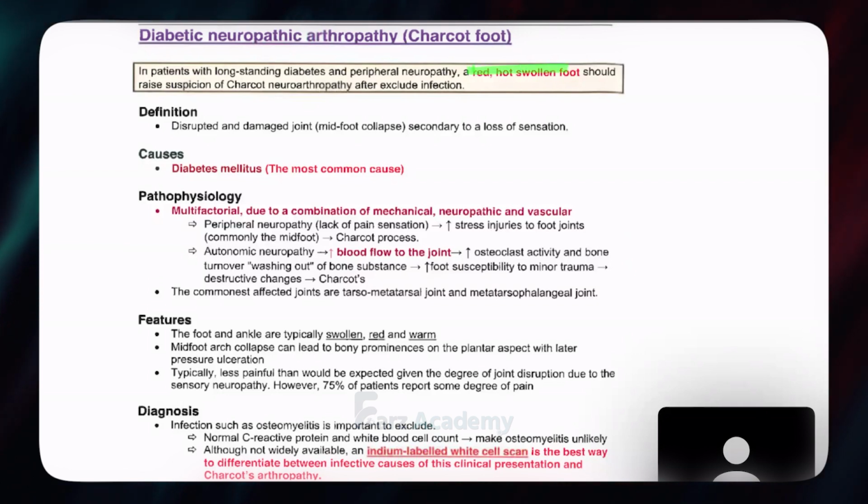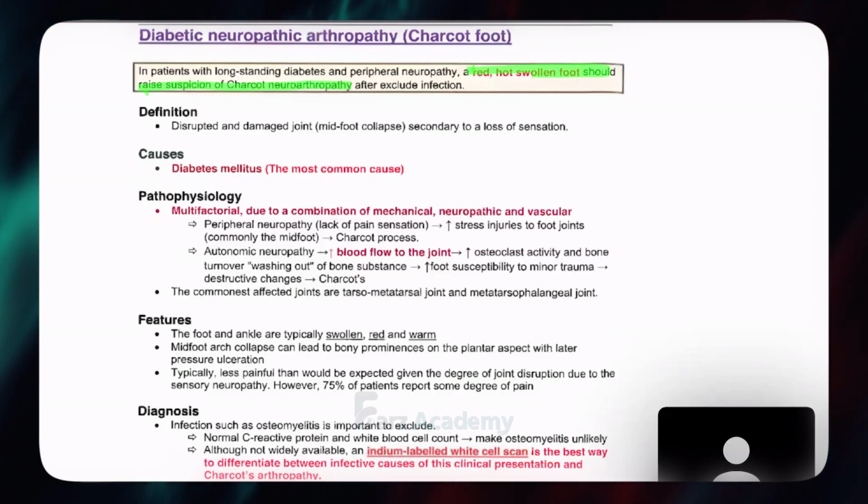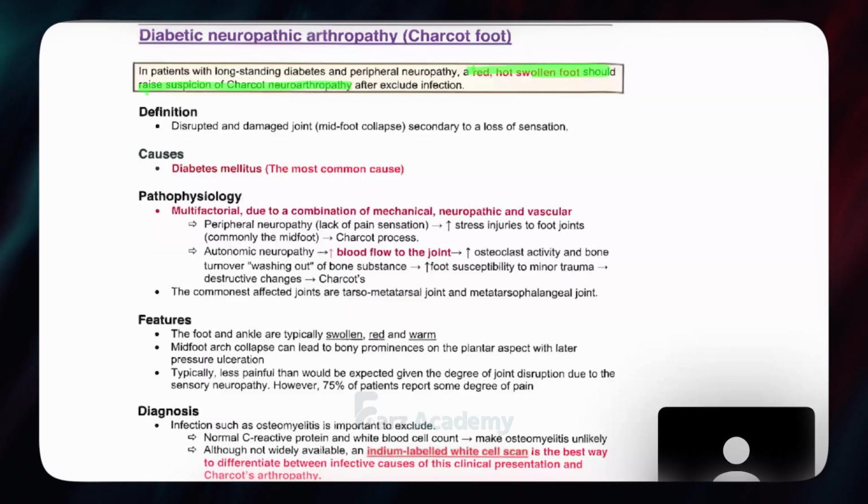So a red hot swollen foot should raise suspicion of Charcot neuroarthropathy. These are typical part 2 MRCP questions. There will be a 7 to 8 line question, and in the middle of it, the 4th or 5th line, you will see this red hot swollen foot, and that will be the clue. If you take up the clue, it will take you 5 seconds to pick up the answer and note it down. Otherwise, you will think of something and then finally give a wrong answer.